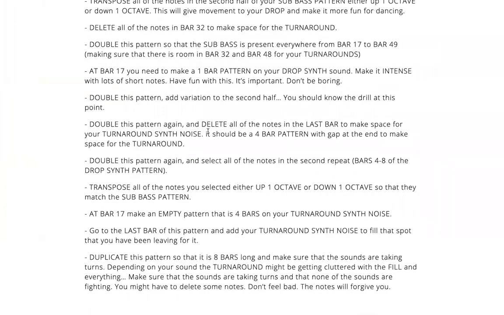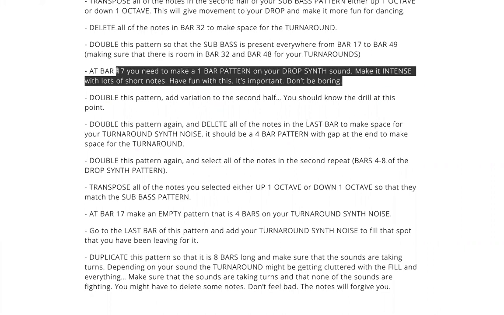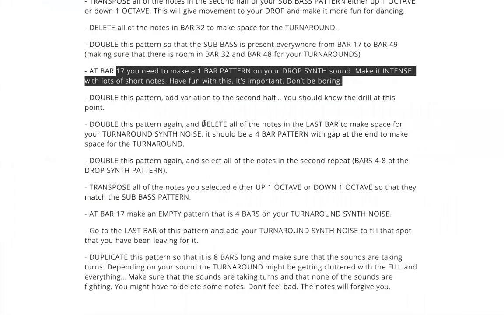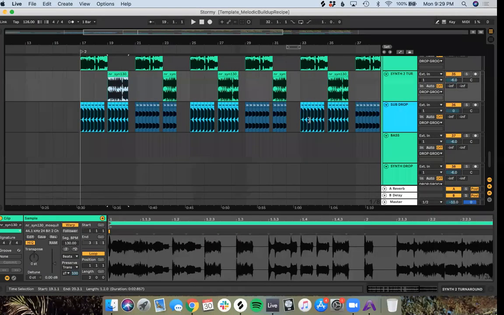Now, we're gonna have it with that one bar pattern with this drop synth and make it interesting and fun. You could also do vocals there. It doesn't have to be like this synth here at all, but it's just one idea as an example. So we're going to add variation to the second half, which we did by using a different sound. And then delete all the notes in the last bar to make space for the turnaround synth.